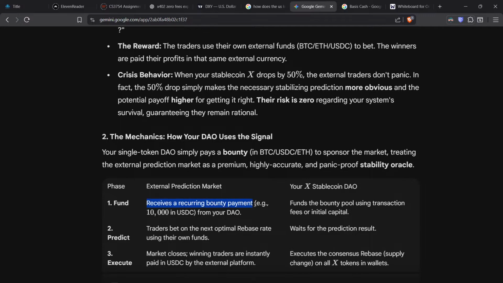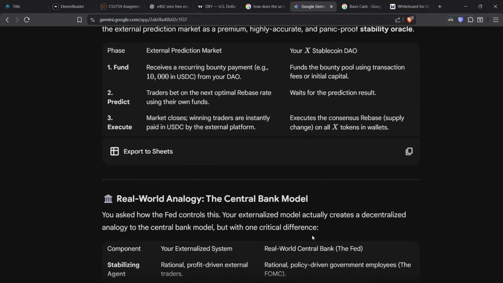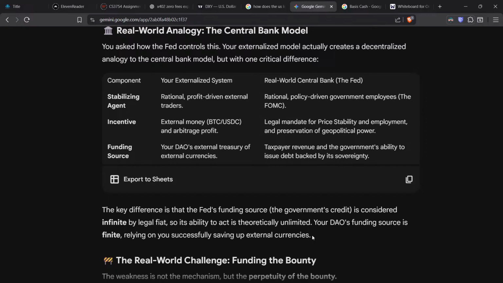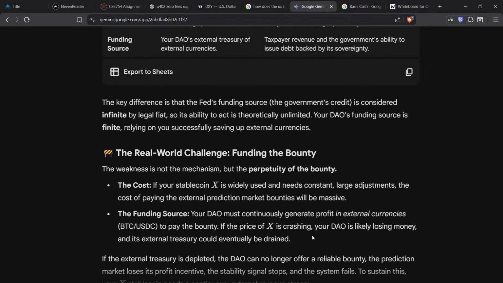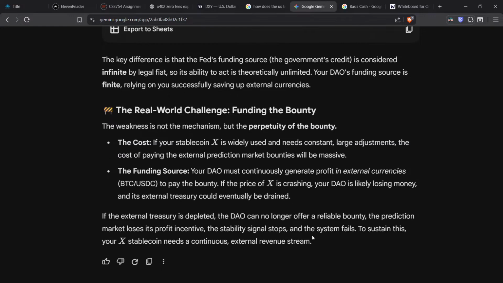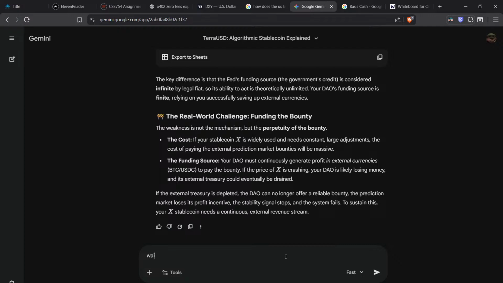What is this? Recurring bounty payment. Funds the bounty. Wait, what? Why do we need a bounty? What is this bounty? Wait, why do we need a bounty?